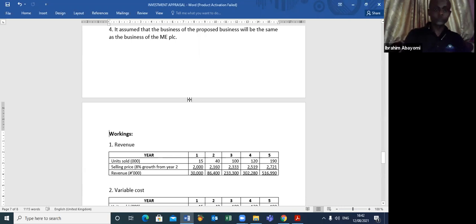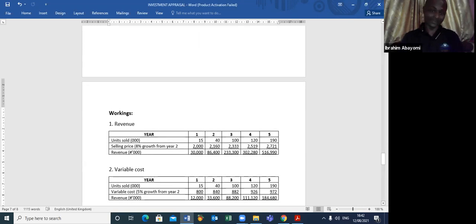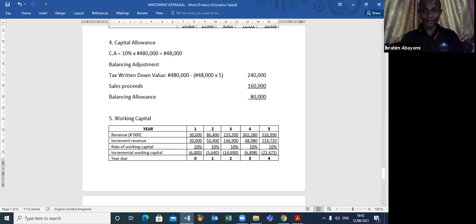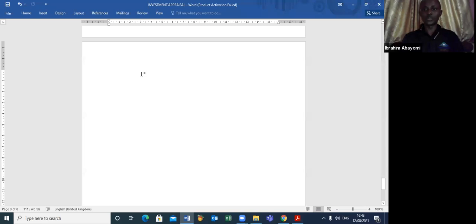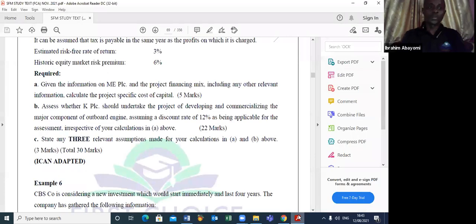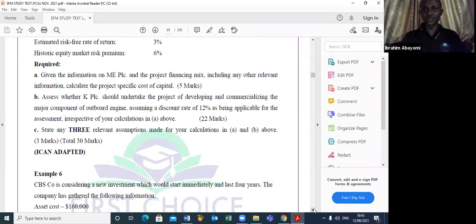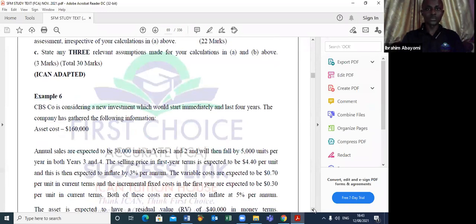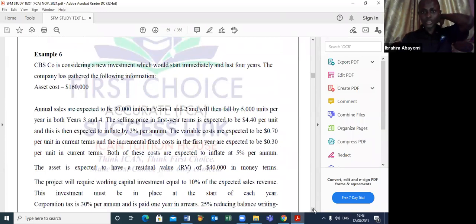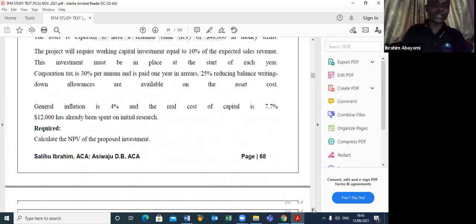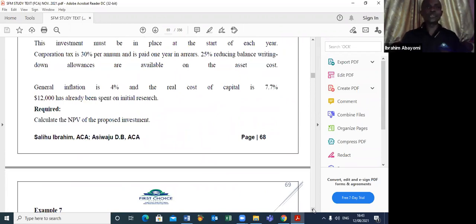So this is the complete solution of example 4. Okay, that is the complete solution. Now let's go to the next question. The next question is question 6. CBS Co. Okay, let's go and read the requirement of this question. That's what I told you, I should read the requirement of the question.